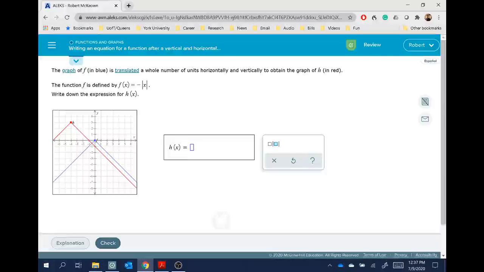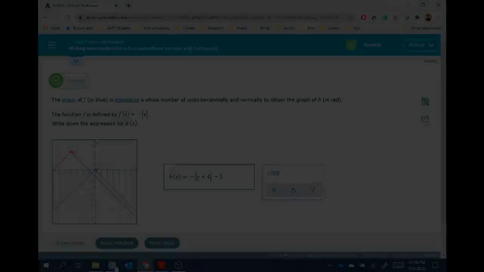Looking at ALEKS, I'm going to press negative, and then I'm going to touch this little button over here, which is going to create an absolute value sign for me. I've got x minus 4. Excuse me, that's x plus 4 plus 3. And let's see if we've got the right expression for h of x. I'll click the check button, and we got the right answer.